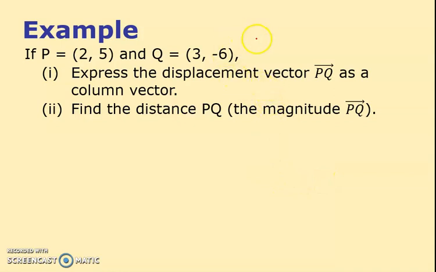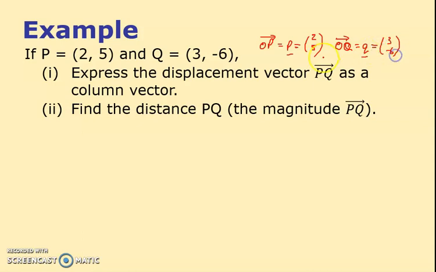And Q is 3 minus 6. Again, I can think of OP as being the letter P, which is 2, 5. You don't have to write all this out. I'm just really highlighting the fact you can do, if you like to. OQ is Q, which is 3 minus 6.